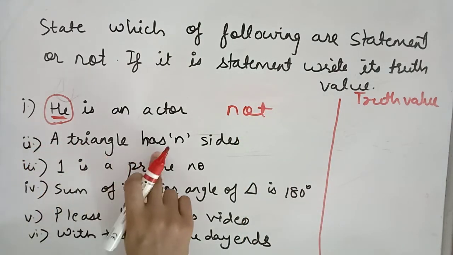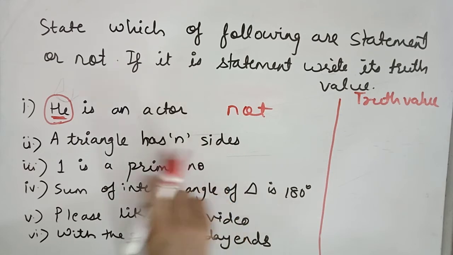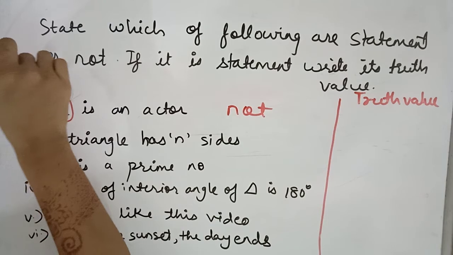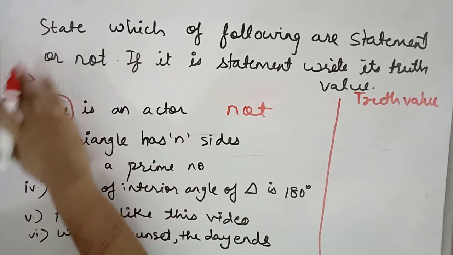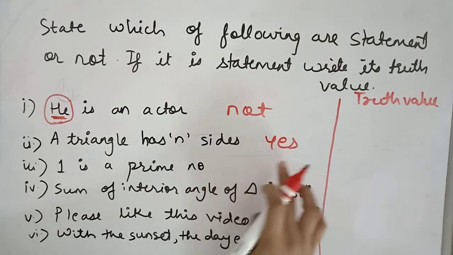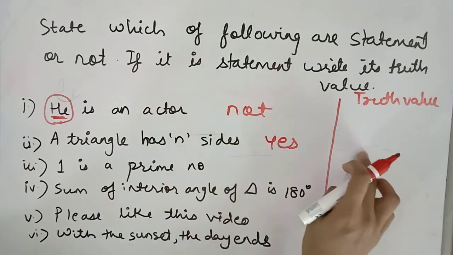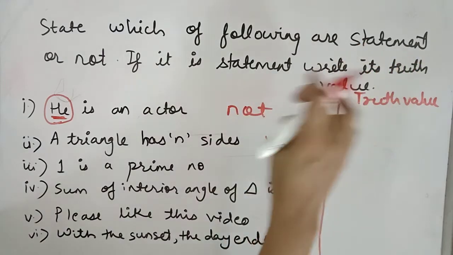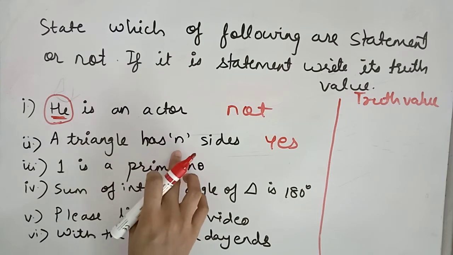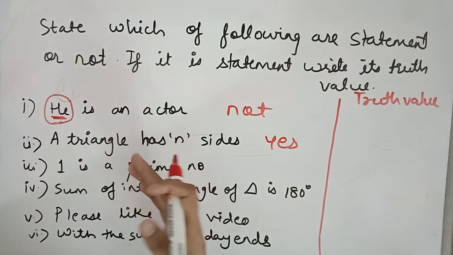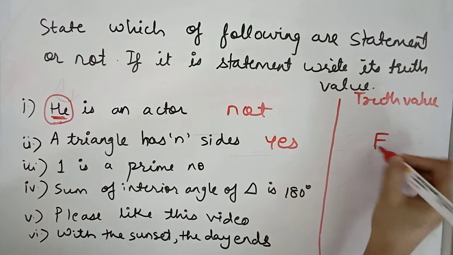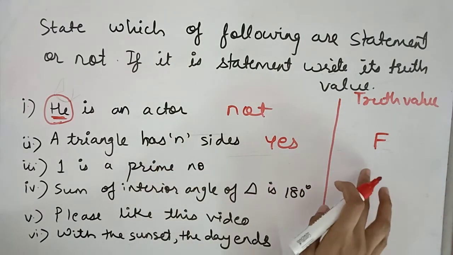Now a triangle has n sides. Yes, we know a triangle has 3 sides. So this is a statement. So now we have to write the truth value. We know a triangle has 3 sides. Now here it is given n sides. So this will be false. So our truth value will be false.